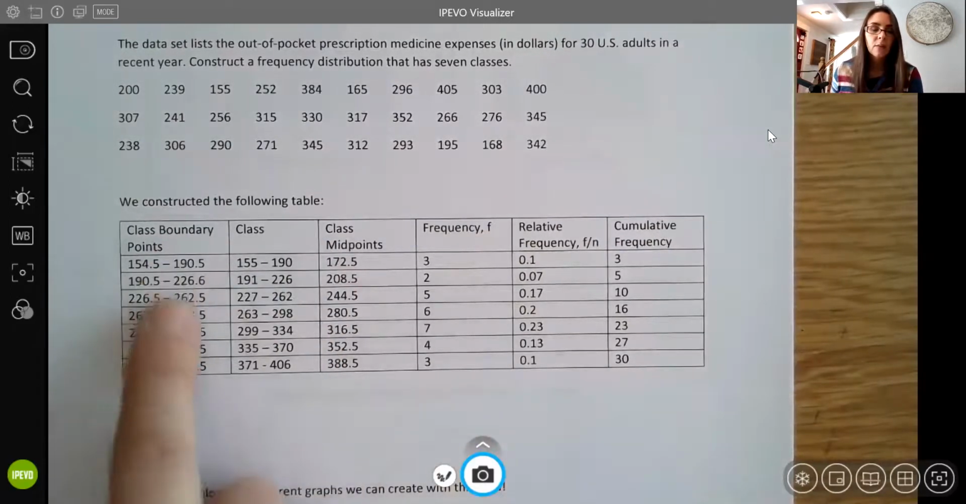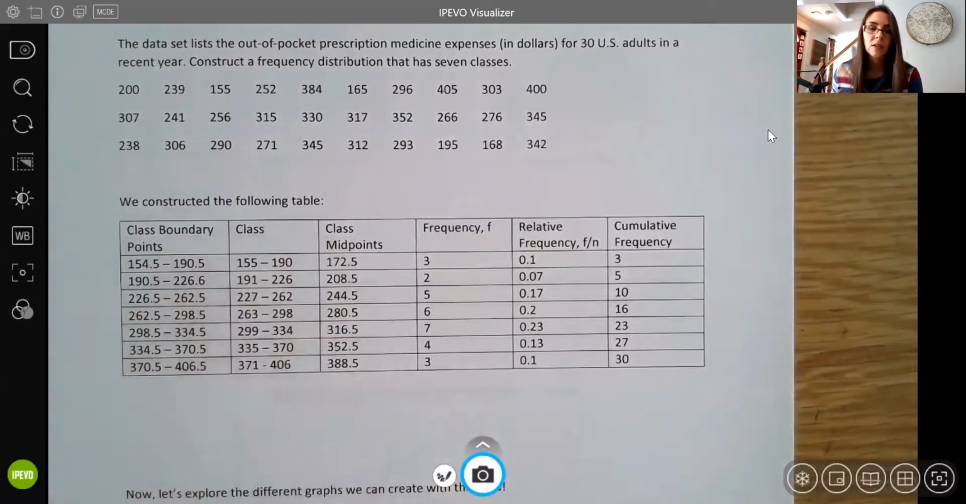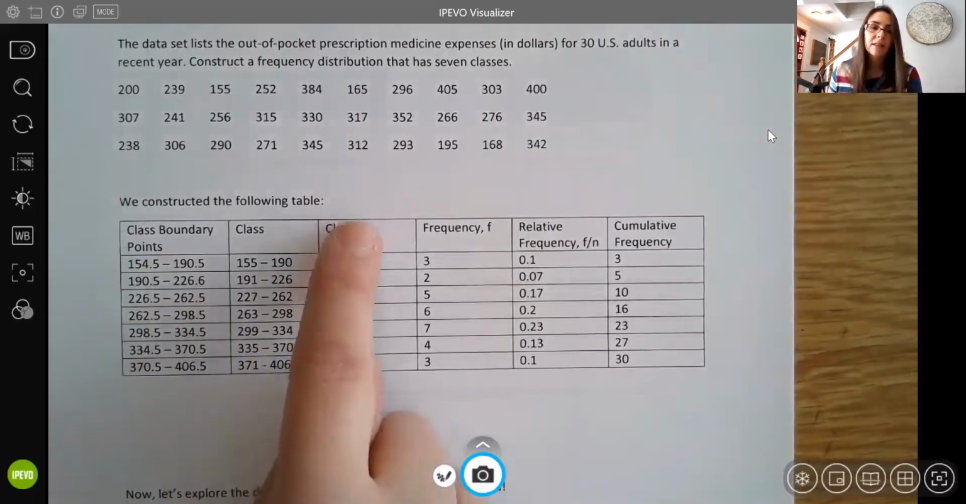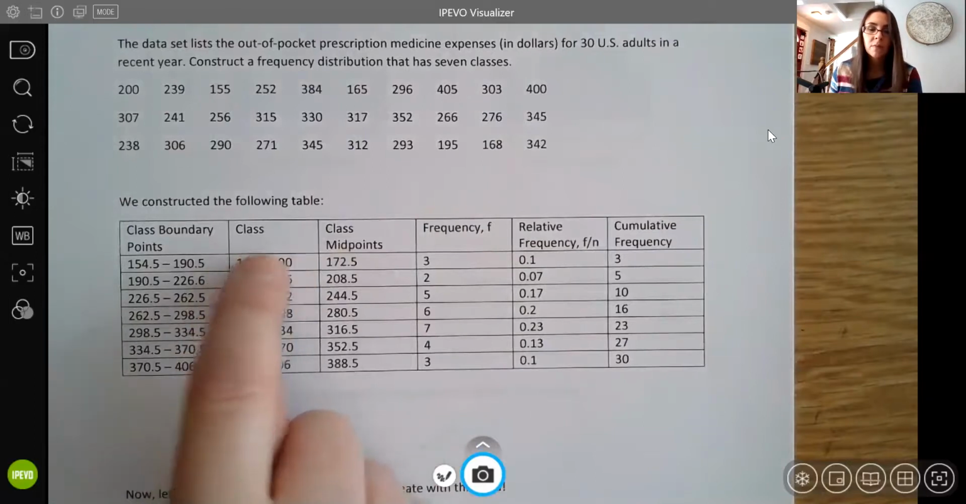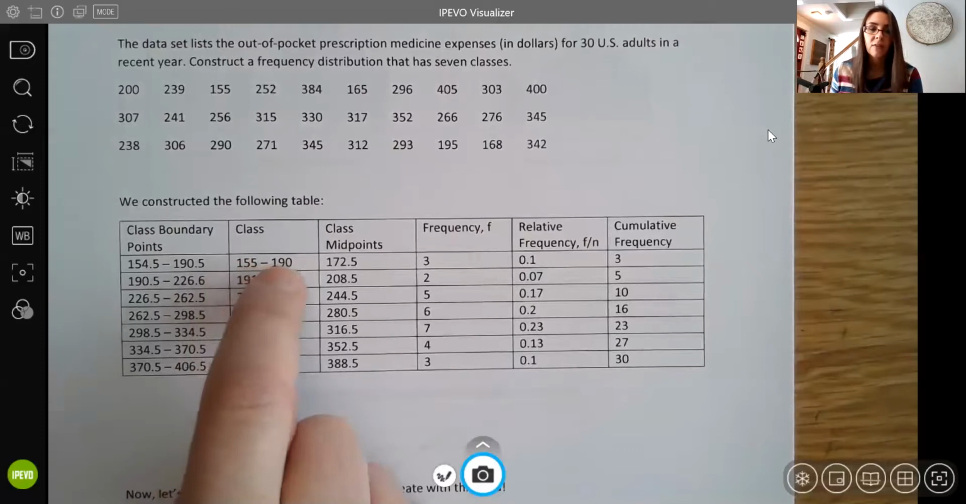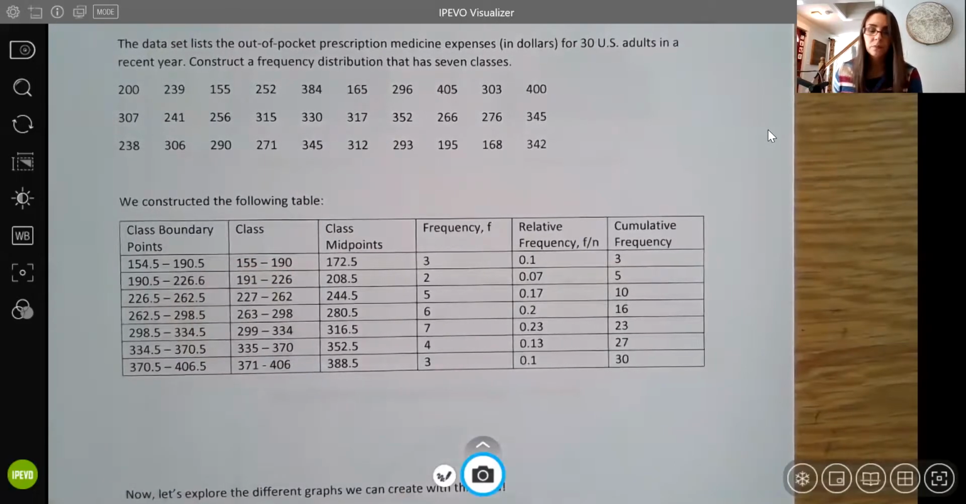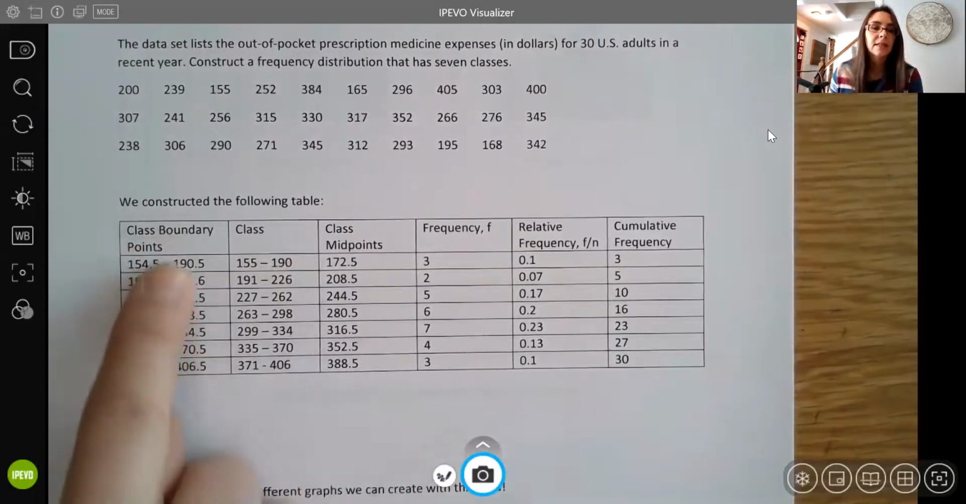On the other side, we talked about a couple different calculations with classes. So we learned how to find the class midpoints, which is the halfway point between your interval. And we did that by finding an average. So we added the 155 and 190 divided by 2. And then we also found our class boundary points.